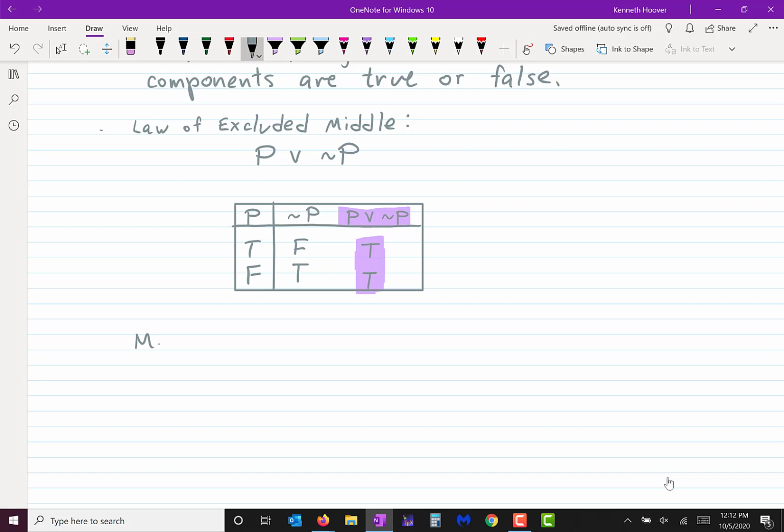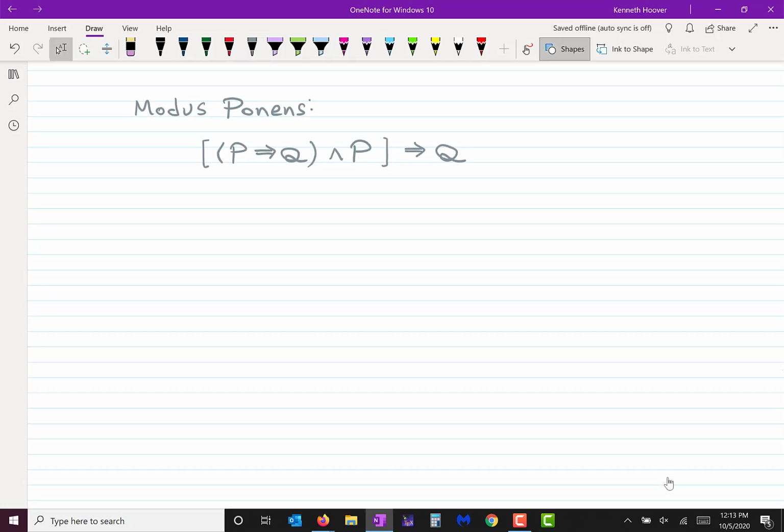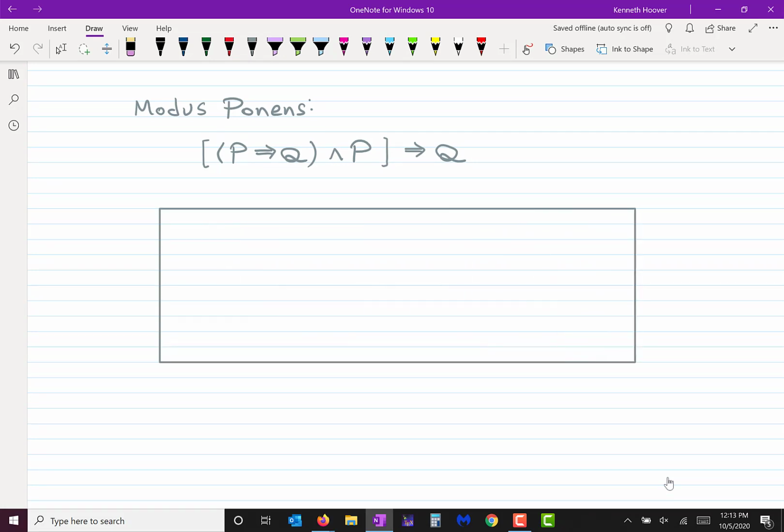This one is called modus ponens, and it looks like this. P implies Q, and P together, those imply Q. Okay, let me prove that for you. Prove that that statement is always true, regardless of whether P is true and whether Q is true.